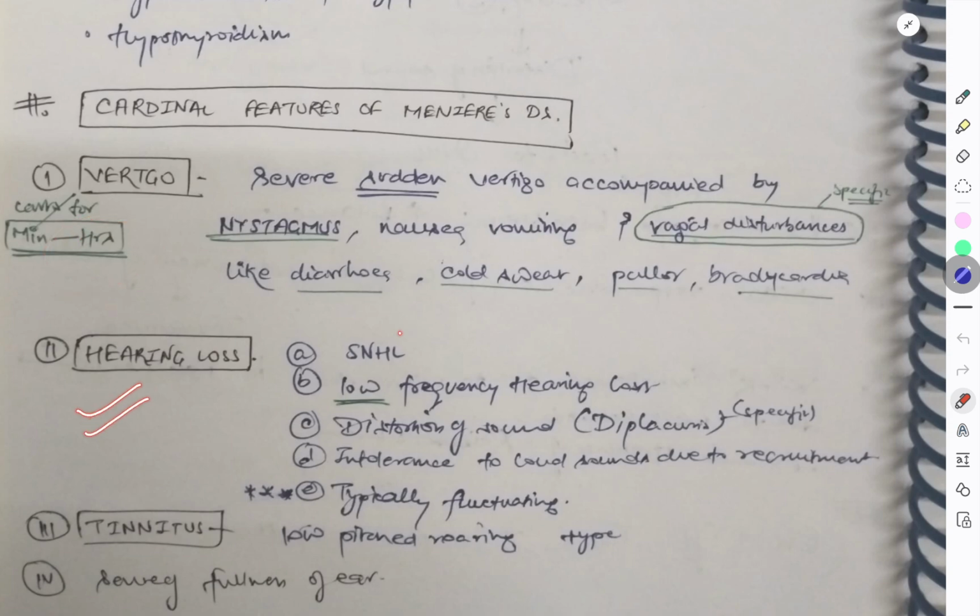Coming to hearing loss, it is SNHL, sensory neural hearing loss. It is a low frequency hearing loss. We'll see why it is so.